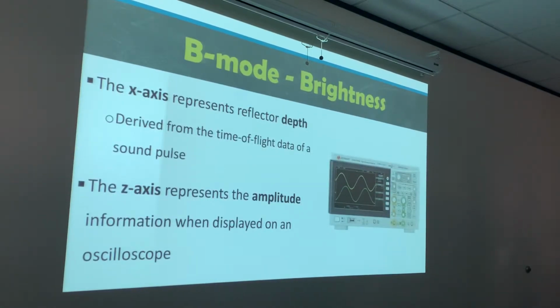All right. So here, the x-axis, guys, represents the depth of the reflector, derived from the time of flight data of a sound pulse. Depth, time of flight. The brightness mode actually has a z-axis, which represents the amplitude information when displayed on the oscilloscope. An oscilloscope is like a voltage detector that graphs different voltages. That's my real quick summary of an oscilloscope. That's what an oscilloscope looks like right there.